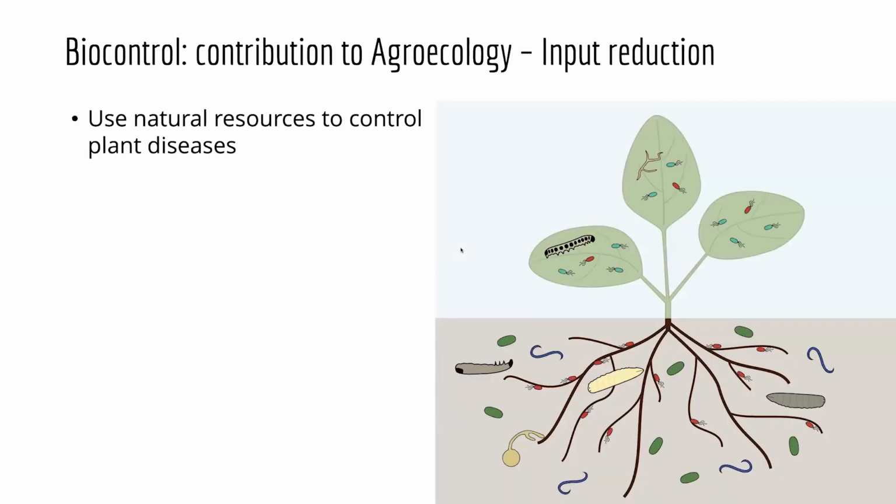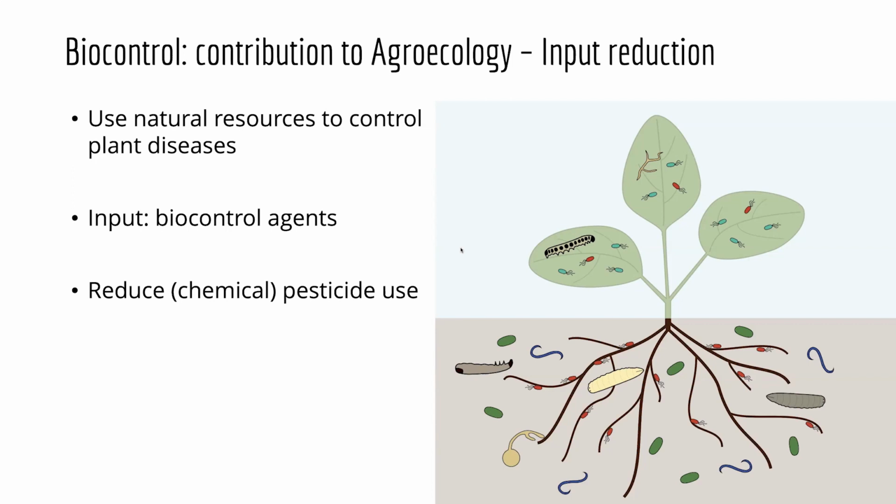And this is the way that biocontrol can contribute to agroecology and also to input reduction, but I think it also contributes to soil health and biodiversity. So the goal is to use natural resources to control plant diseases. You can have an input, which are the biocontrol agents. Depending on which way of biocontrol you use, you still have inputs, but the main goal is to reduce chemical pesticide use, so that you don't need to spray pesticides that are very harmful to the environment, but use biocontrol. And like this, we want to reduce negative effects on the environment, because, as I mentioned before, pesticides can have very, very bad effects.